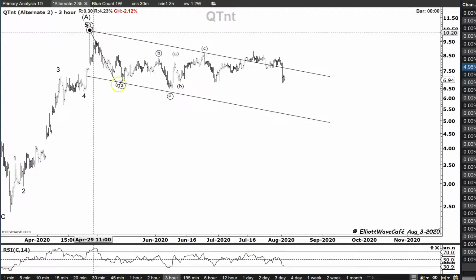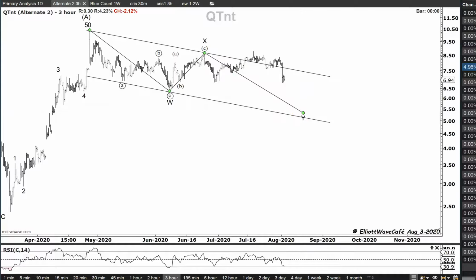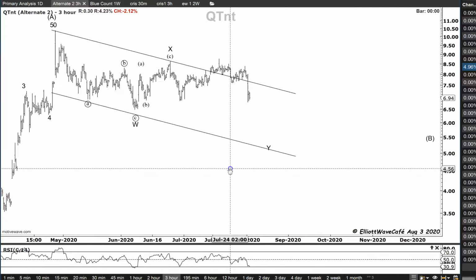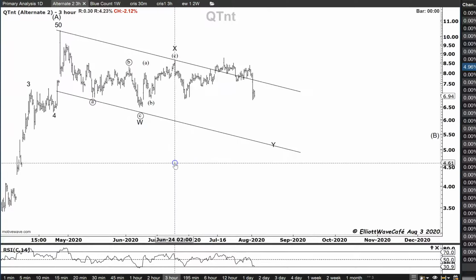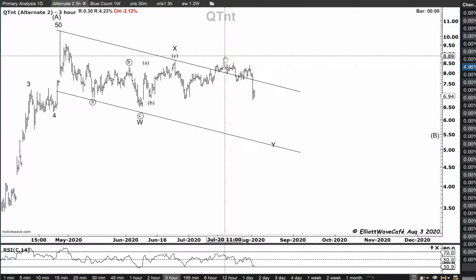I'm going to go here. So this is an ABC. We're going to have the W, okay, right in there. And then this is your X, and then we're looking for a Y wave decline in here. Okay, all right, so let's see. We made a new high in here. And this is not good.